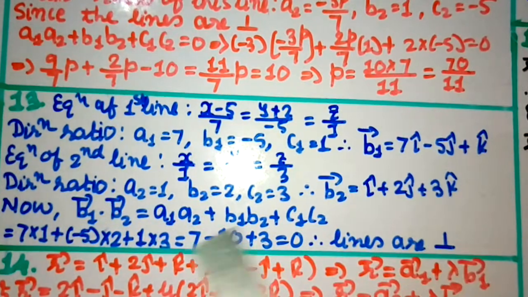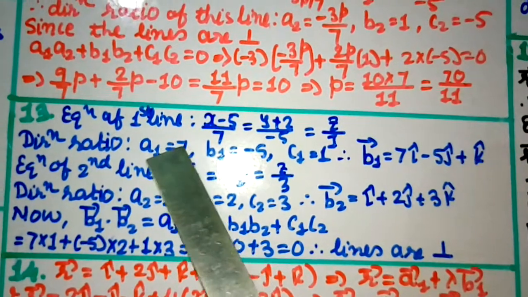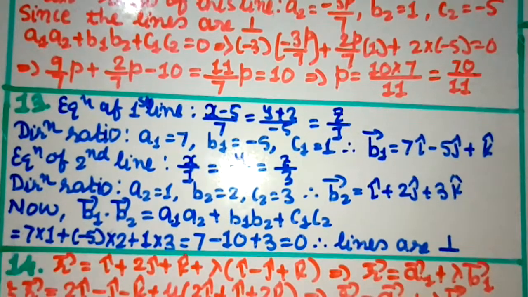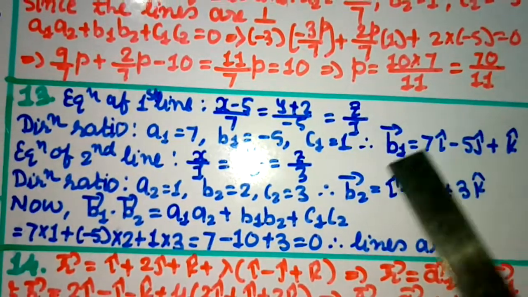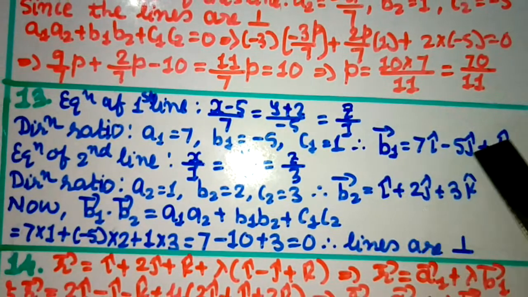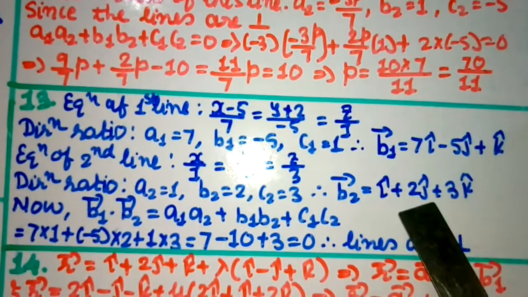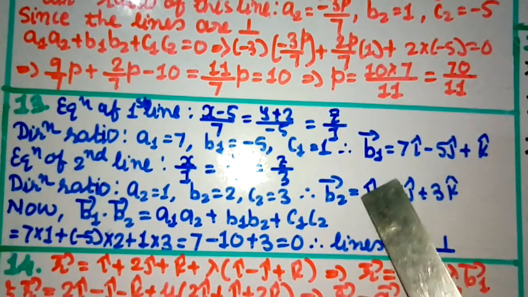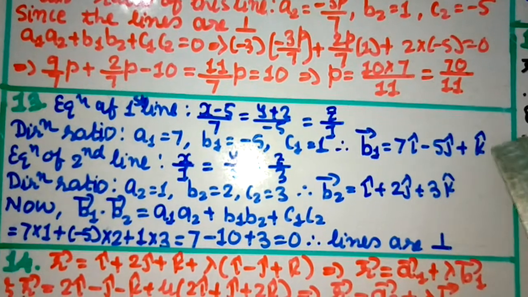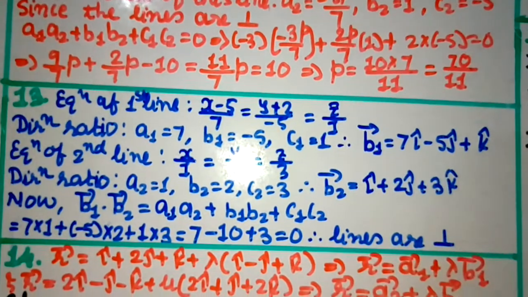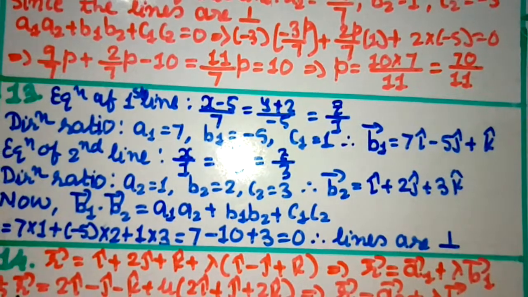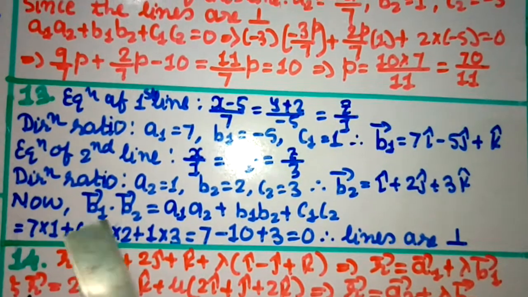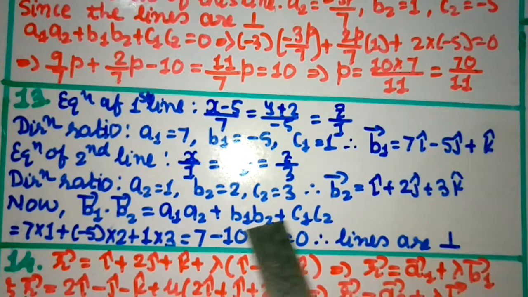So we have to find the dot product. The dot product means the i component product plus the j component plus the k component. Other values, i dot j and i dot k, will be 0, similarly j dot i and j dot k will be 0, and k dot i and k dot j will be 0. So we only have to find the product of the i components, j components and k components, then we get the dot product. So b1 dot b2 equals a1 a2 plus b1 b2 plus c1 c2.